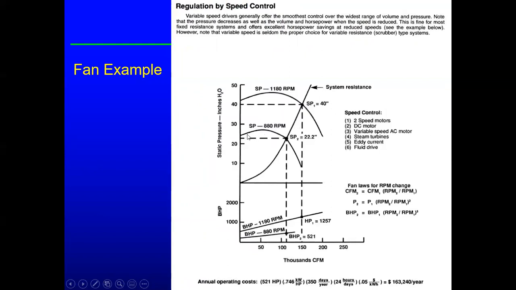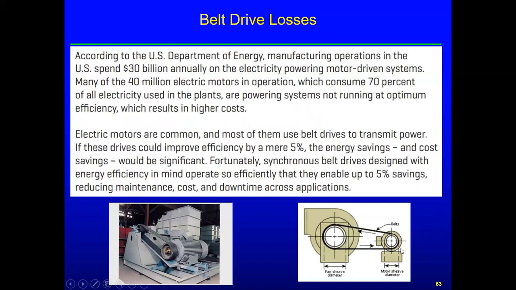And it's a similar picture. We just have a different fan curve at reduced speed, which gets us down now to 521 brake horsepower, which reduces the operating cost to about $163,000 a year, which is about a $180,000 reduction from where we started out. A little bit on the belt drives.